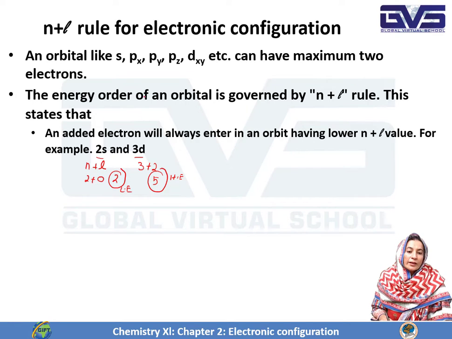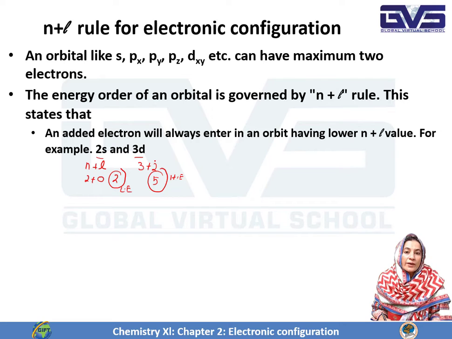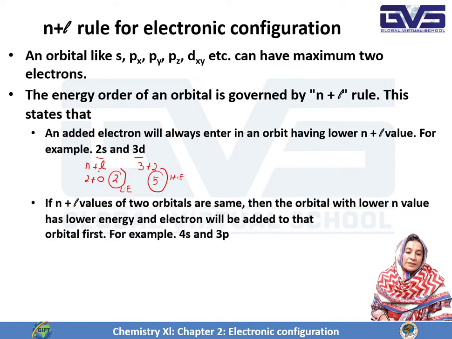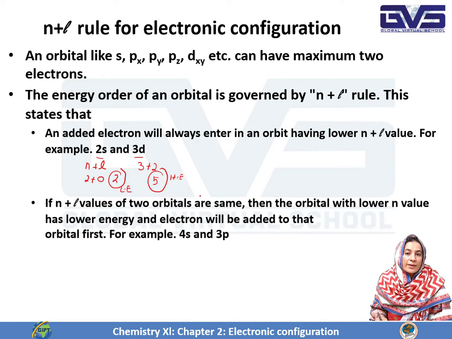Sometimes in this way you have to calculate the n plus l value of all the subshells and orbitals, and then you will arrange them according to the energy. But in the previous diagram, this is the direct way to give the sequence of the orbitals as subshells. But sometimes some orbitals have the same n plus l value.